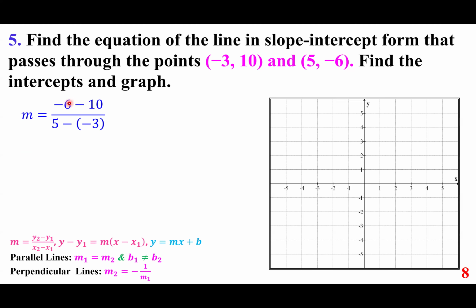These two add up to -16. 5 plus 3 is 8. Negative 16 over 8 is negative 2. Y minus y1 equals m times x minus x1. That's what we use.